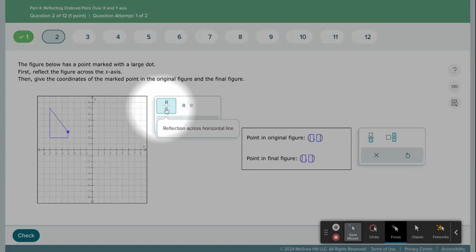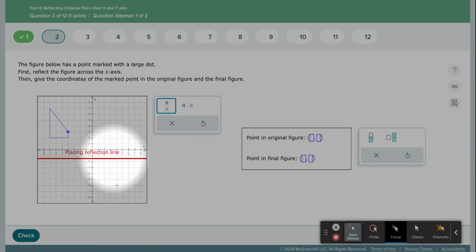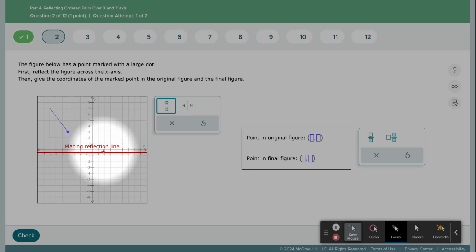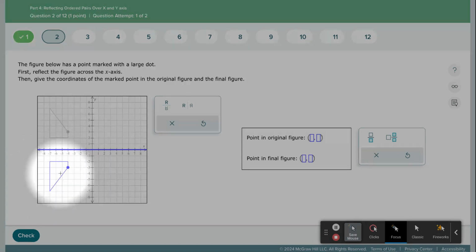As soon as I said I wanted to go over this horizontal line, when I click that, it's weird though, it can go anywhere. So I had to tell it I want it on the actual x-axis. And then as soon as I clicked my cursor down, it automatically created this image for me. So I reflected the image over the x-axis. Then give the coordinates of the marked point in the original and the final figure.